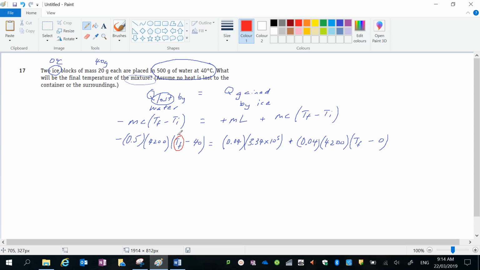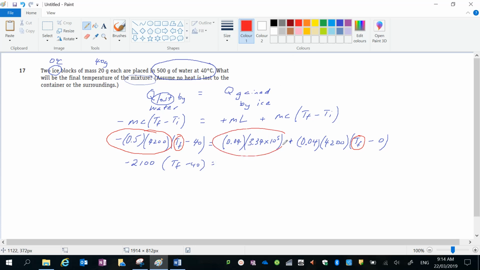We have TF here and TF there, so it's on the left and the right, so we can't solve it yet. We need to collect all the TFs onto one of the sides of the equation, either on the left or on the right. So first we need to simplify and expand out all the brackets. So let's simplify bits at a time. Let's do that bit. So that's negative 0.5 times 4,200, so that's negative 2,100. And then TF take 40.